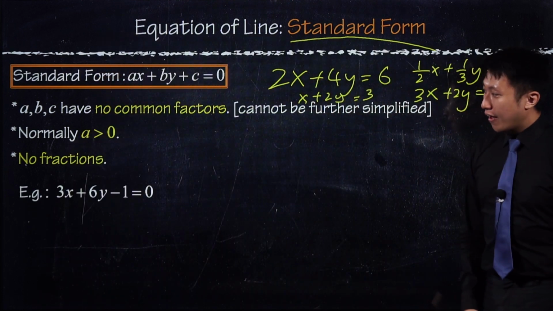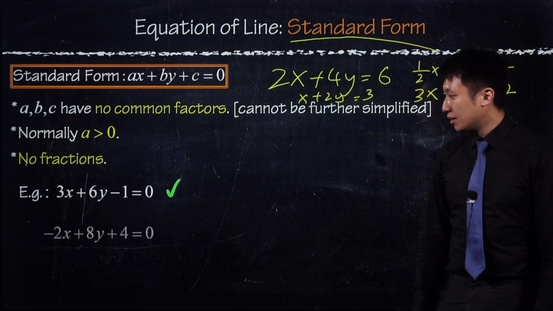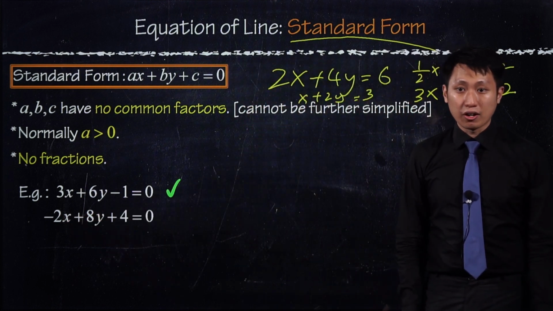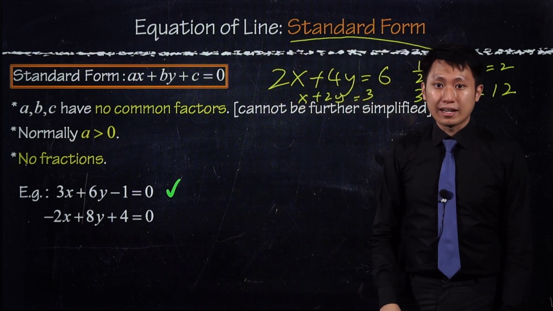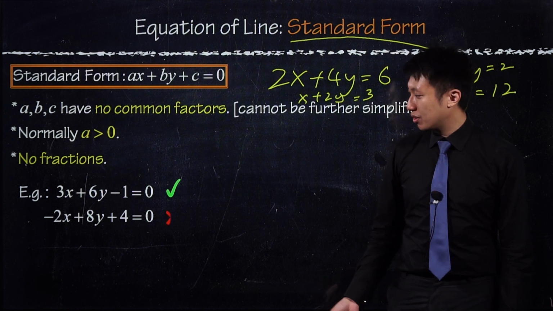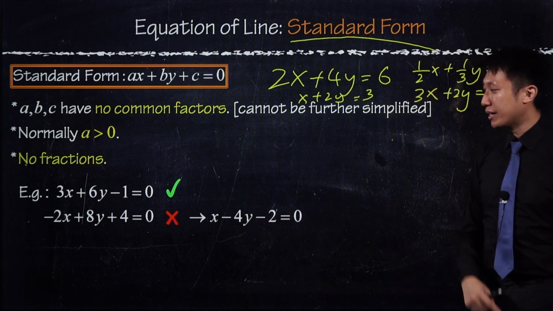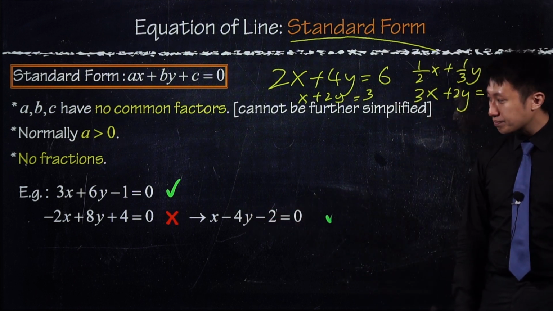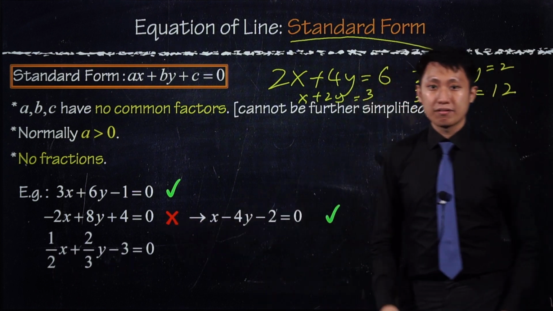So for example, this one is a standard form, so this is fine. If you have this one, you see, you don't want the x to have a negative coefficient, and there shouldn't be any common factors, so you have to divide by -2. This is not standard. So I change it to this one by dividing by -2, so I get -4y and -2 equals 0. Great.